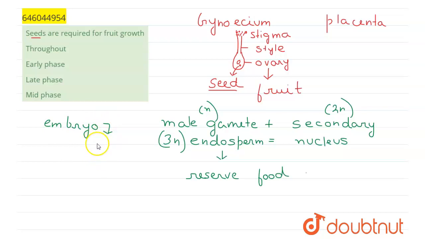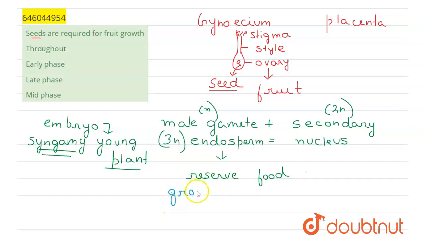Okay, so inside the embryo, the young plant is present, and the embryo is formed because of syngamy. Syngamy is the union of male and female gametes. So syngamy occurs and a diploid embryo is formed, which contains the young plant. And endosperm is formed before the embryo because it reserves food materials and helps in the growth of the embryo.